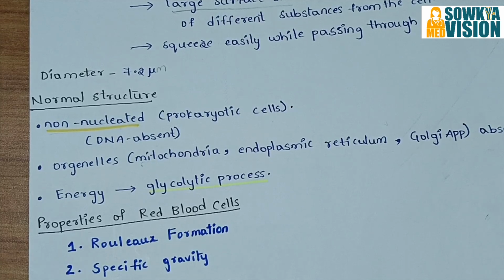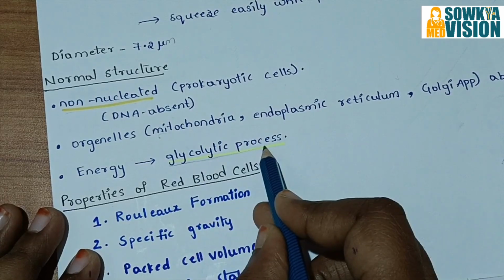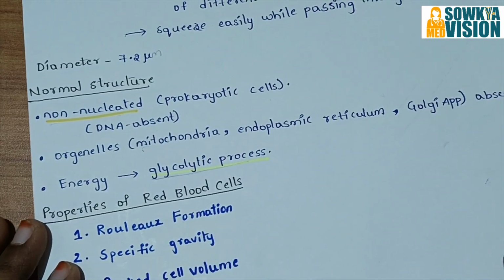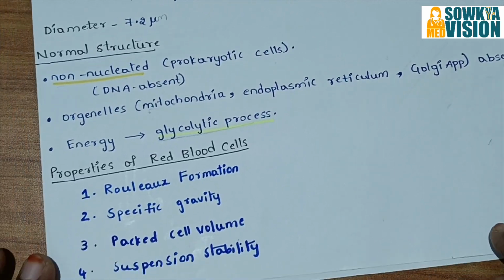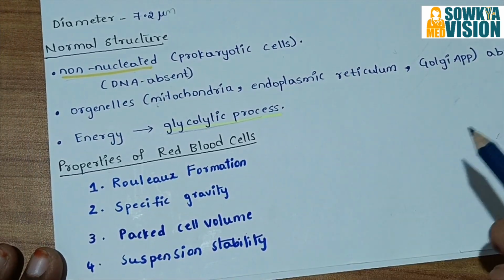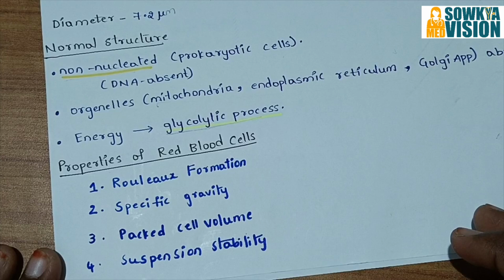So how does the RBC produce its energy? The energy in the RBC is produced by the glycolytic process. Now let's see the properties of RBC. There are four main properties of RBC. They are rouleaux formation, specific gravity, packed cell volume, and suspension stability.